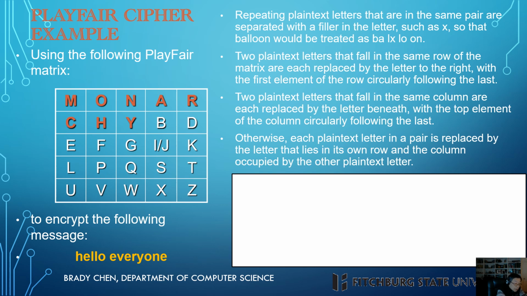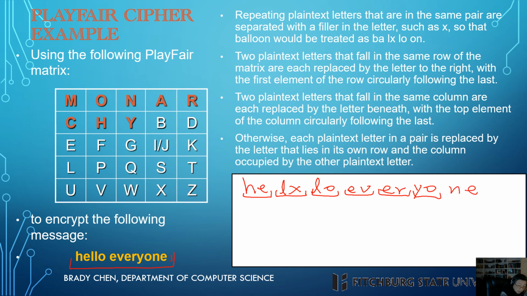So okay, we have done the first step. We group the original plain text into units. Let's see what the units are: HE, LX with the filler X, and then LO, and then EV, ER, YO, and NE. We just did this in the previous slide.